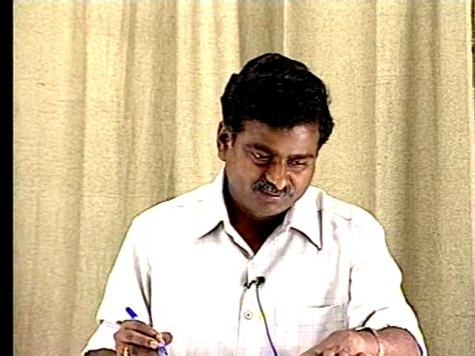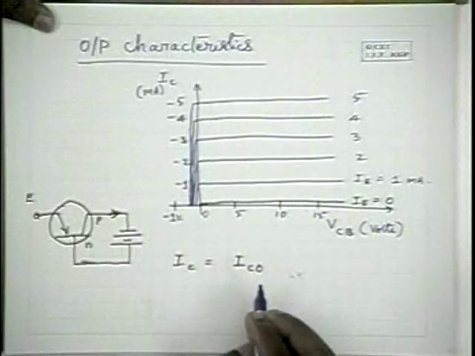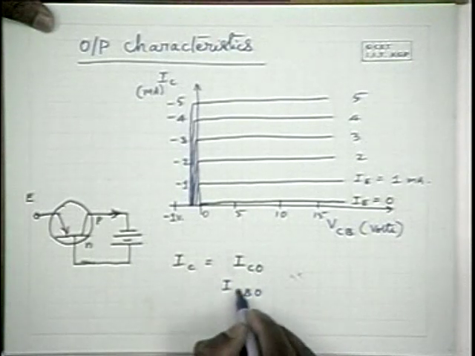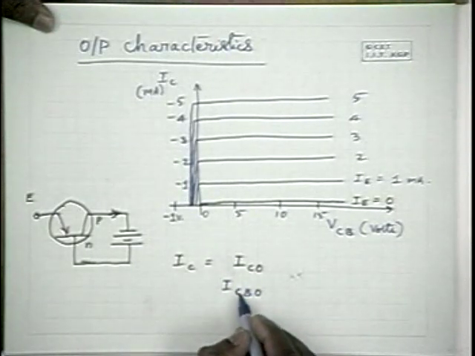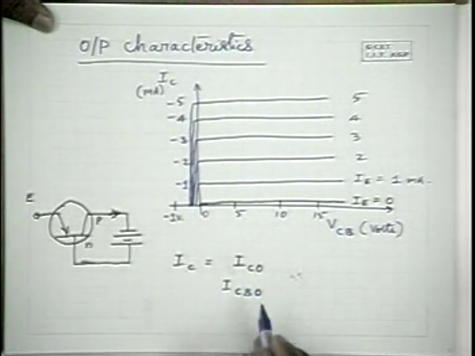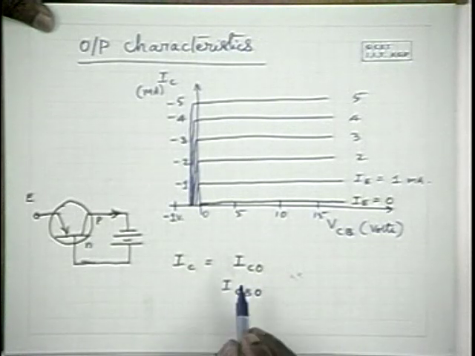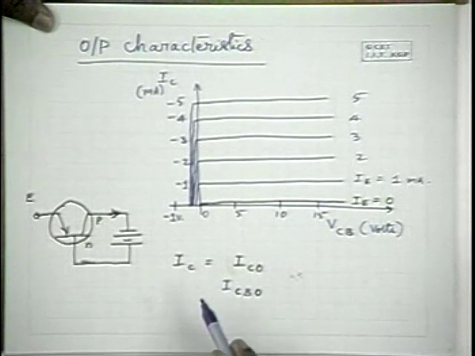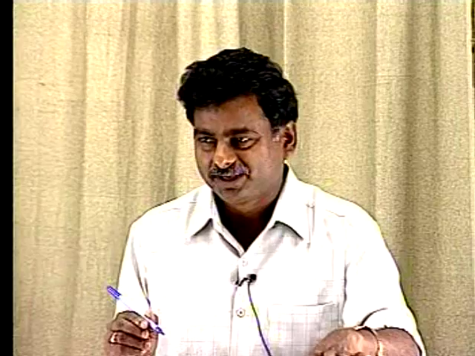This current is also known as ICBO. It is the collector current which flows through the base with the emitter open circuited. So ICBO is equal to IC naught. What is ICBO? ICBO is the collector current when the emitter is open circuited, and that is in this particular case naturally equal to IC naught of the PN junction.